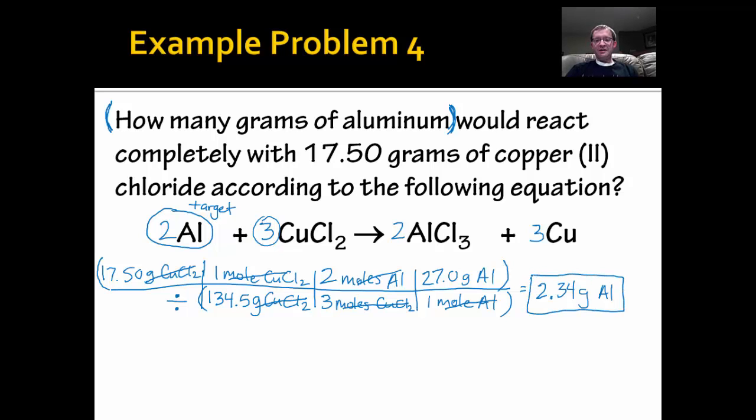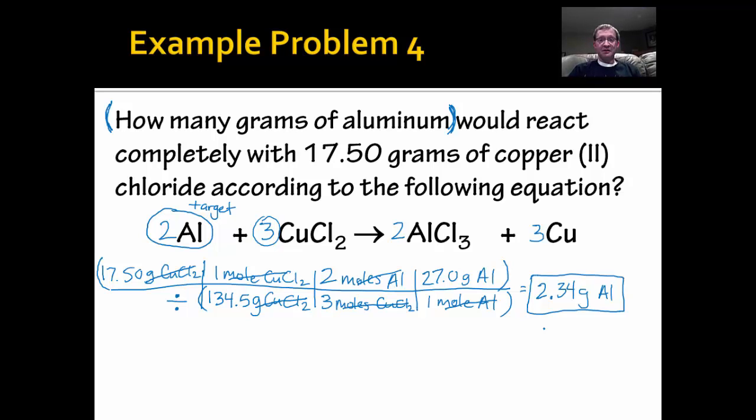Anyway, 2.34 grams of aluminum would be needed to match up with the 17.5 grams of copper chloride in this reaction. And what we're saying then is that those two amounts, in theory, would run out at the same time. It's as if you've planned the reaction so that the aluminum that you put in and the copper chloride that you put in would react or be used up at just the same moment. Typically, we don't try real hard to do that in a chemical reaction, but if we could, this is how much it would take.